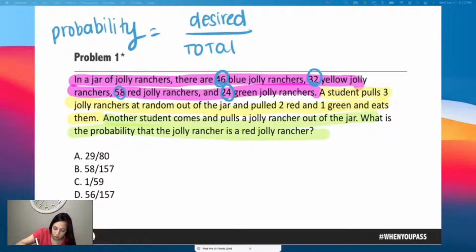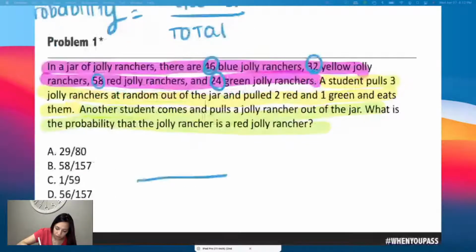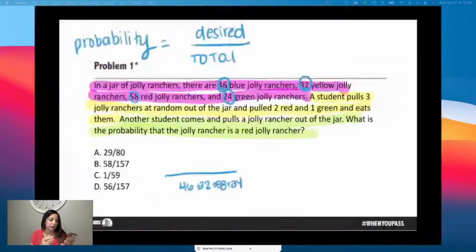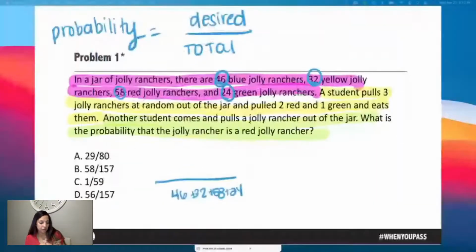So let's go ahead and do that. 46 plus 32 plus 58 plus 24. And again, I'm going to use my calculator because I can. If you're taking the GK, you absolutely get a calculator. All other tests, you definitely need to check with your study companion or your blueprint or something like that to check to see if you get a calculator. So when I add all of those together, I get 160.